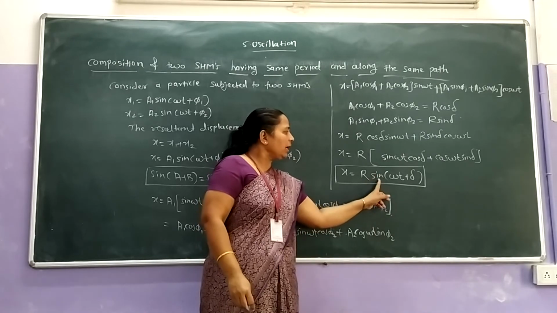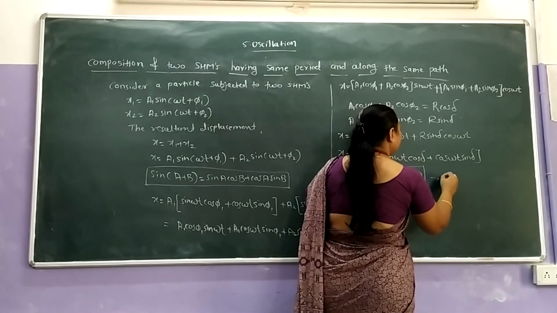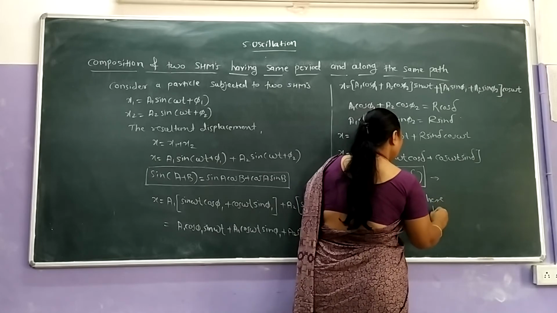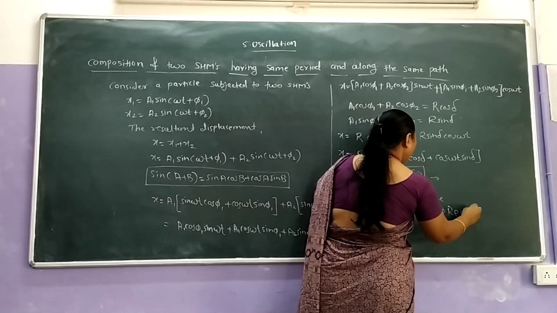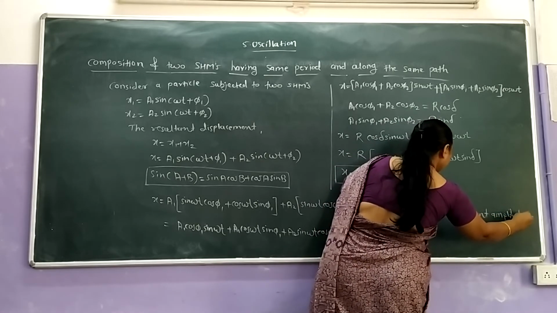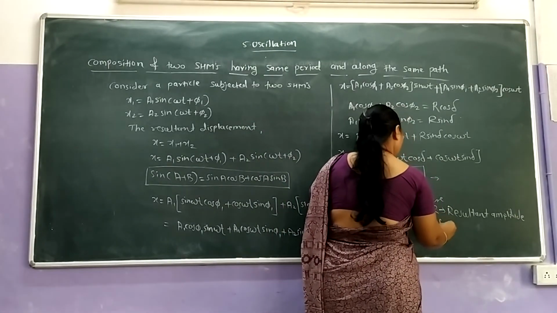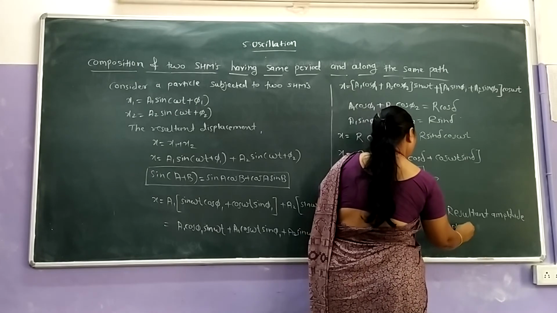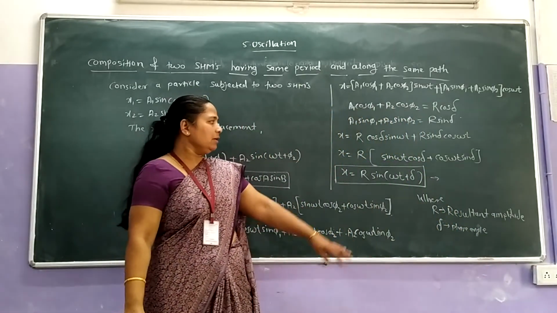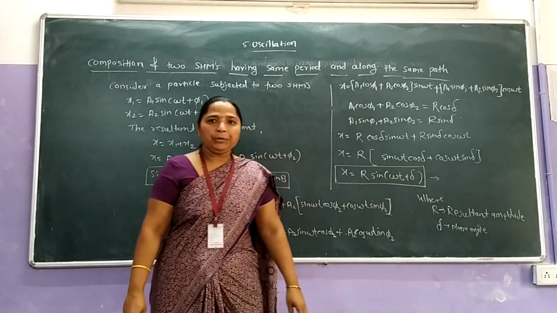Therefore, the resultant displacement of the two SHMs is x is equal to capital R sin of omega t plus delta, where capital R is the resultant amplitude of the two SHMs and delta is the phase difference, the phase angle. Delta is the phase angle, and capital R is denoted as the resultant amplitude.